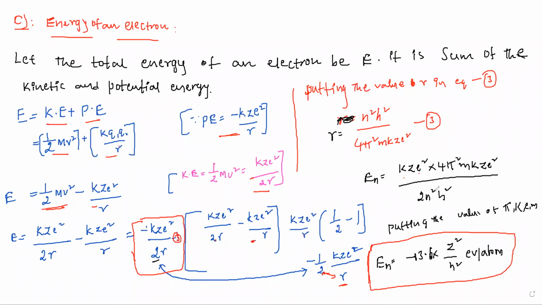After putting these all values, the h value, Planck constant, electron constant, and next the k constant, we'll get the energy of electron as minus 13.6 into Z square by N square. Z is the atomic number, n is the orbit number. Okay, is it clear? I will revise one more time.